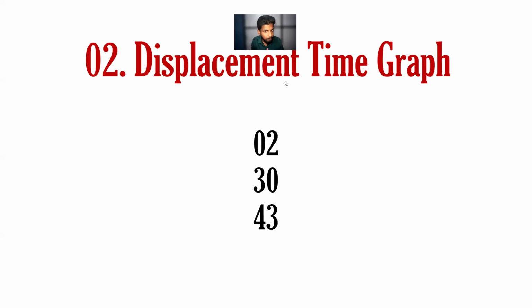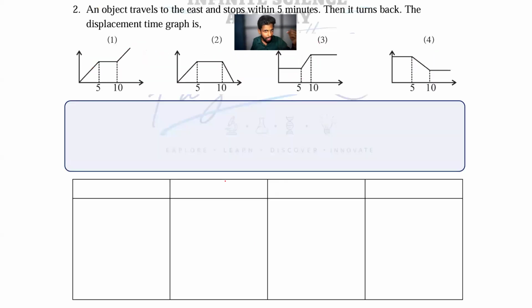So here, the second part, displacement time graph, and here we have 3 questions related to the displacement time graph. We'll discuss all these 3 questions. First one, I think you may remember we had discussed the types of displacement time graph last class, right?